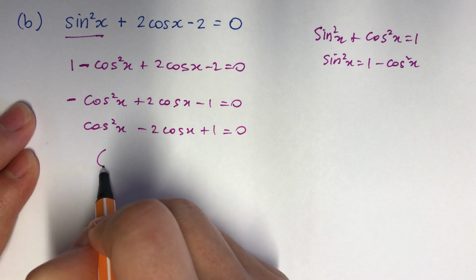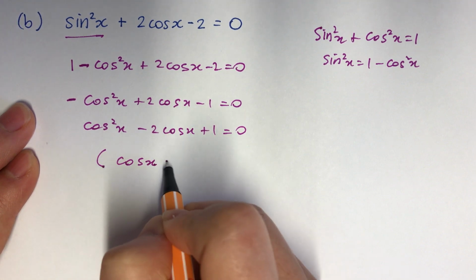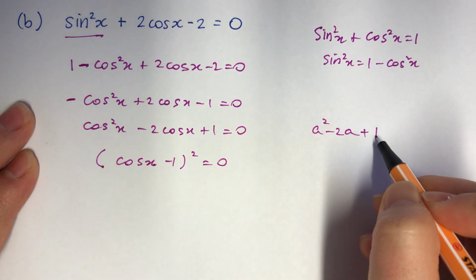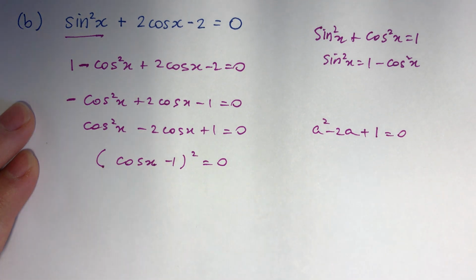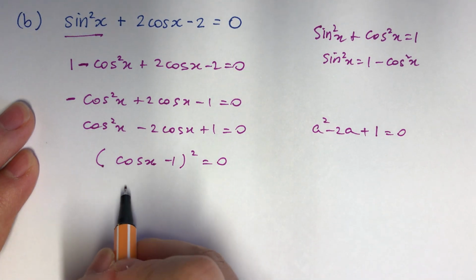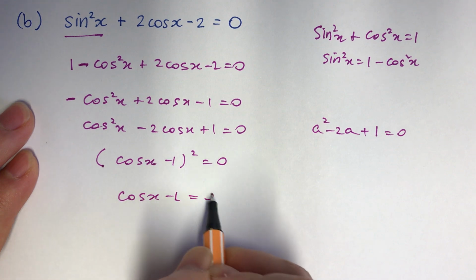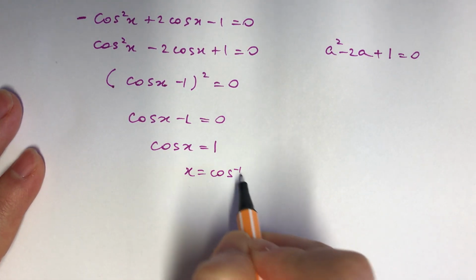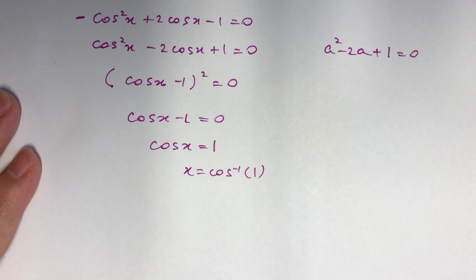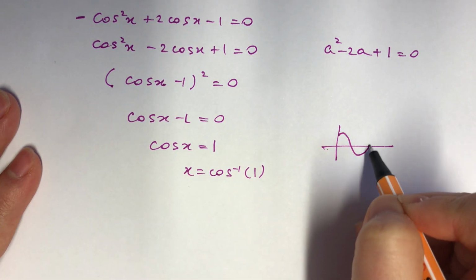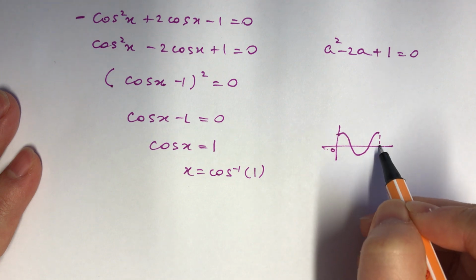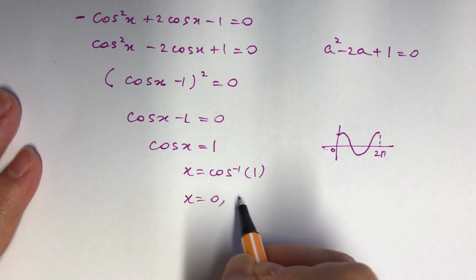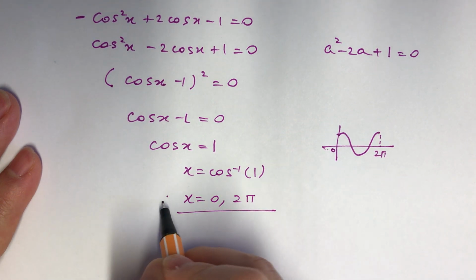Now that's a perfect square, guys. Yeah, it's like a square minus 2a plus 1 equals 0. Yeah, that's a perfect square. So that's not too bad. And so that means cos x minus 1 equals 0, so cos x equals 1. So x equals cos inverse 1. Okay, when do we get 1? Again, I like to remember things in the graph. So it'll be 0 and 2 pi. So x will be 0 and 2 pi. Well, that's it. Well done.